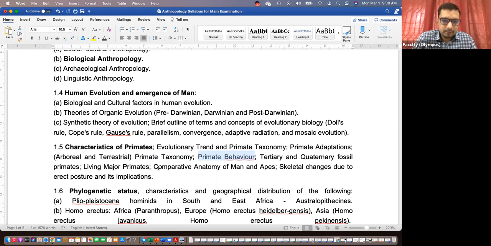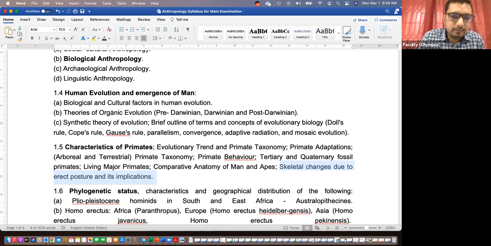Along with that, since we'll discuss primates anyway, I'm also going to briefly talk about the comparative anatomy of man and apes. How are we different? These are the types of questions that come in the exam. Comparison between man and apes is a common question in the exam. So we need to know certain features that are different and similar between apes and us. Plus, we are going to talk about skeletal changes due to erect posture and its implications. We will look at what changes have happened in our skeletal system because of standing upright, and what the implications are.